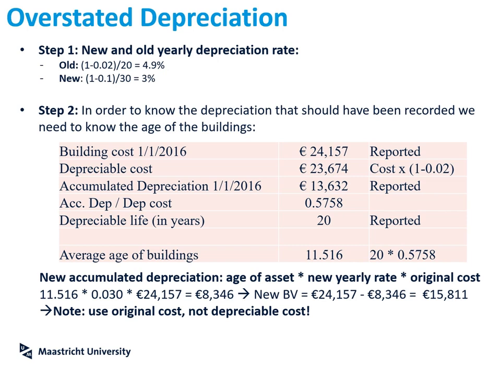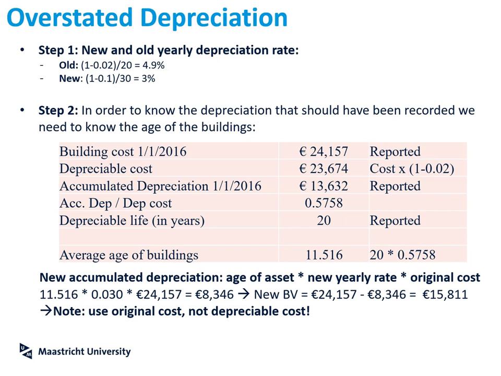And we can do so using this formula, where we look at the age of the assets, that's 11.5 years. We multiply that with our determined depreciation rate, which was 3%, and we apply that to the original cost of the buildings, which was 24.157 billion. And that will tell us the accumulated depreciation that we should have under our chosen depreciation policy. So the 8.346 billion will be the accumulated depreciation that we should have given our 3% yearly depreciation rate.